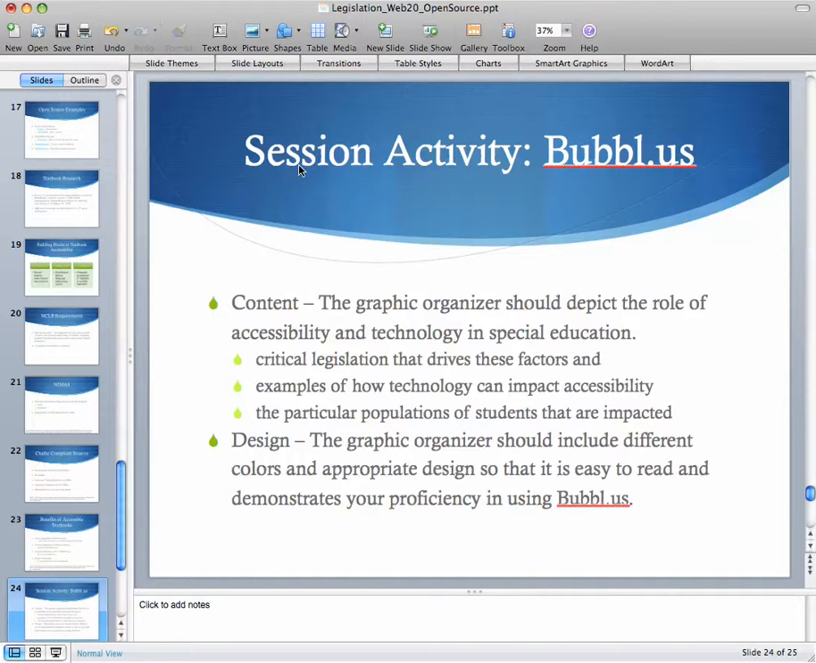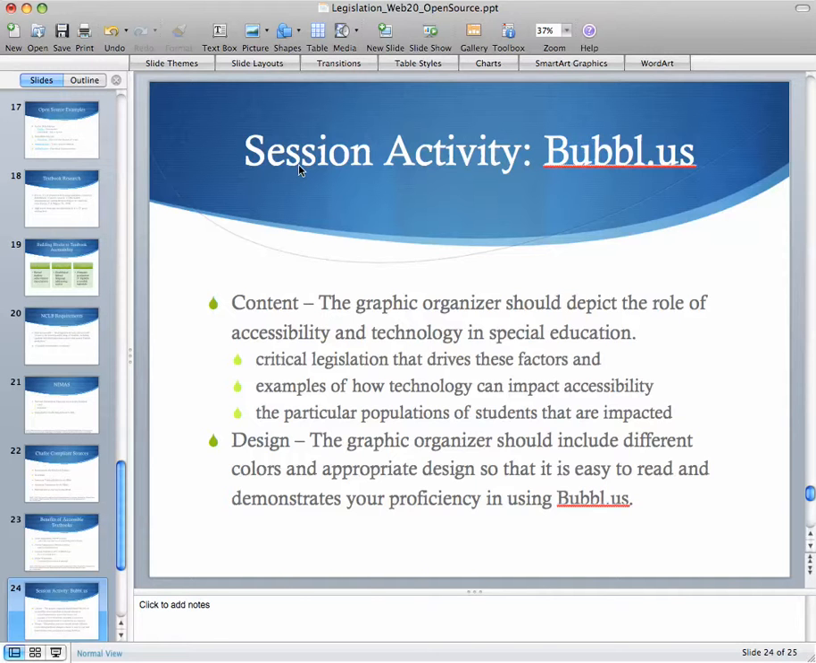requirements. Here you can see that the graphic organizer you create should depict the role of accessibility and technology in special education. You're going to identify the critical legislation that drives these factors, examples of how technology can impact accessibility, and the particular populations of students that are impacted. Okay? The content that you use in the graphic organizer should come from the readings, but also from the lecture content that you have just listened to.